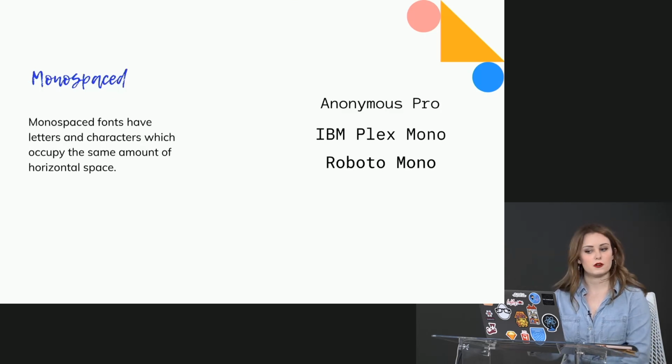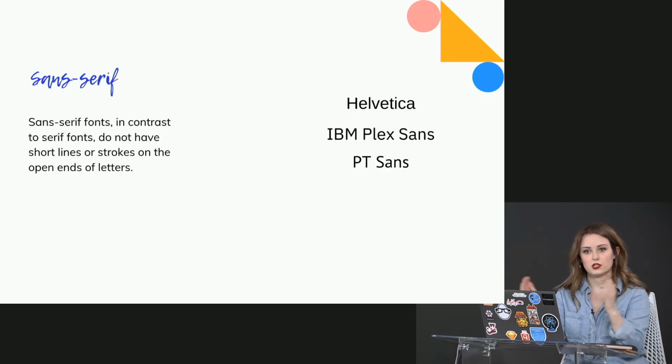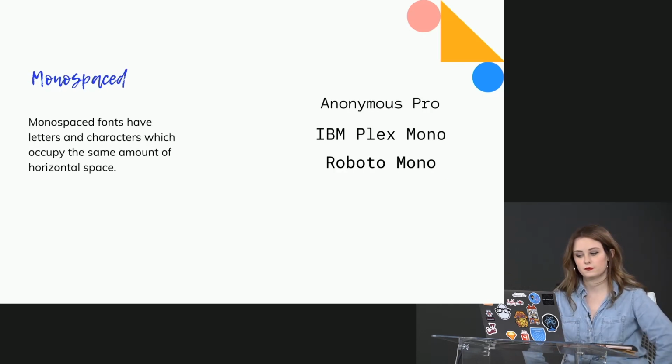We've got monospace fonts, which are our favorites. We use them in our IDEs and our text editors. So these are fonts where the letters and the characters occupy the same amount of space. In other fonts, like you'll see here, the letters actually span different widths. In monospace fonts, every letter takes up the same amount of space.